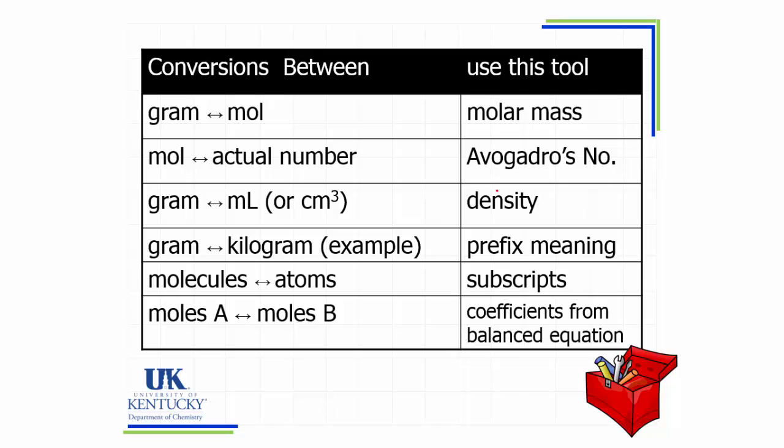Now we're able to add another tool to our toolbox for looking at relationships and conversion factors. We've seen many relationships and conversion factors in going from things such as grams to moles, moles to the number of a substance, between grams and milliliters, using our metric prefixes, using our subscripts to get between molecules and atoms, and now we can use our coefficients from our balanced equation to get the relationship between moles of A and moles of B.